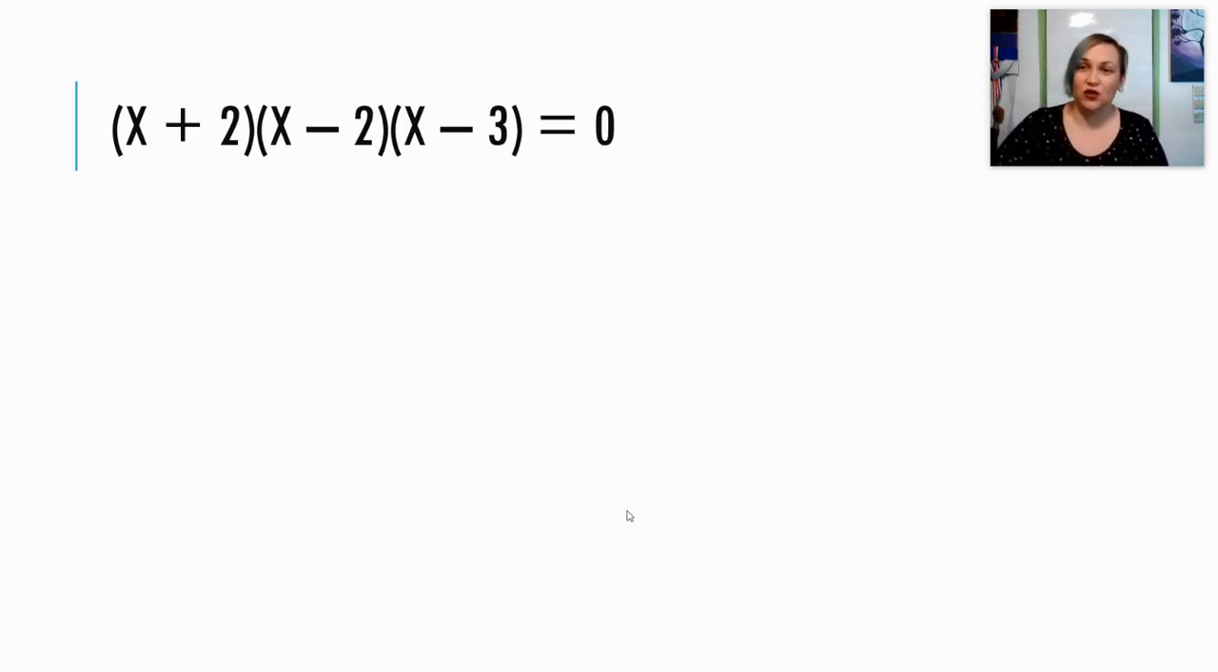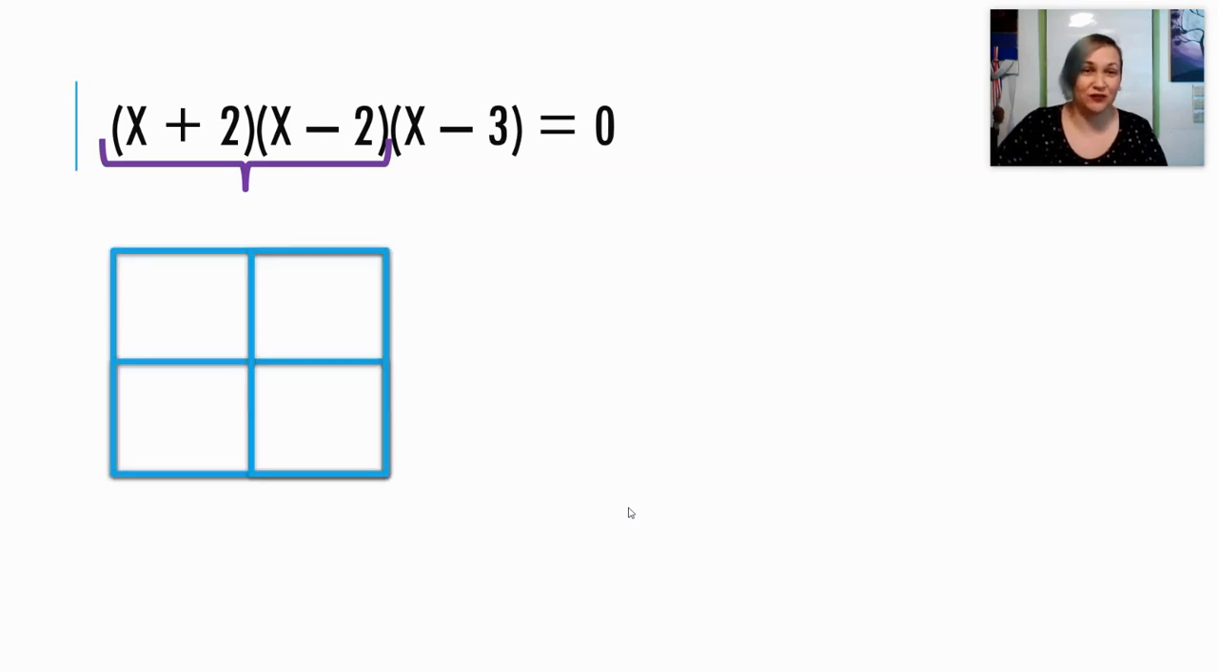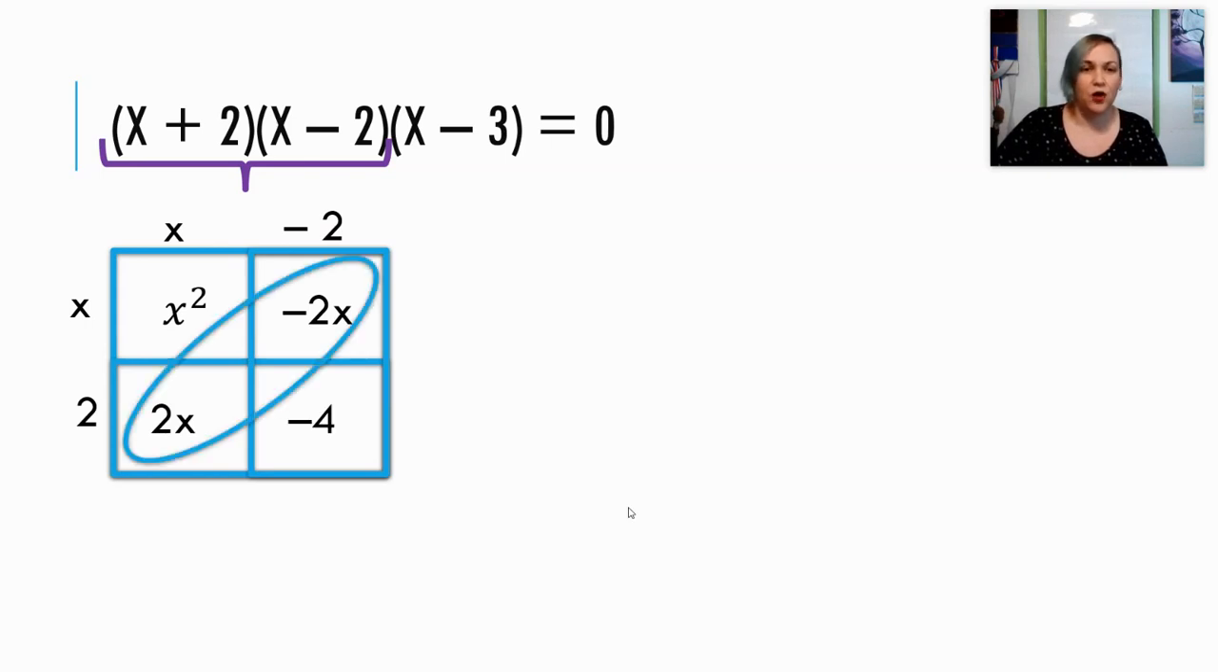I mentioned yesterday that you can only multiply 2 parentheses at a time, so it is important that we only take 2 of these. I'm going to take the first 2, x plus 2 and x minus 2. Now we can use the box to multiply this out. Or, if you remember from last semester, this is the difference of squares. So if you've memorized your difference of squares, you could jump straight to the answer, which is x squared minus 4.